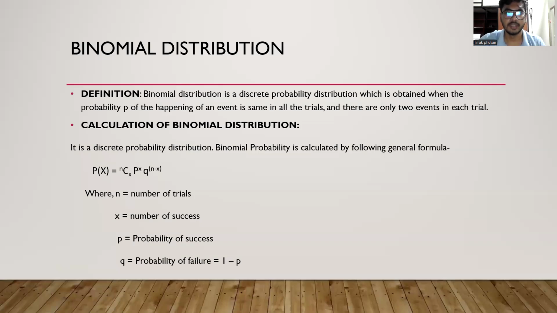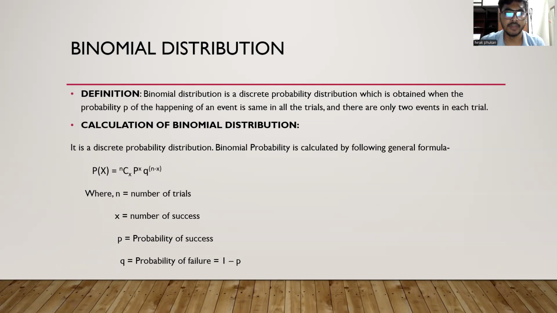Binomial distribution. Definition. Binomial distribution is a discrete probability distribution which is obtained when the probability p of the happening of an event is the same in all the trials and there are only two events in each trial. Calculation of binomial distribution. It is a discrete probability distribution. Binomial probability is calculated by the following general formula.